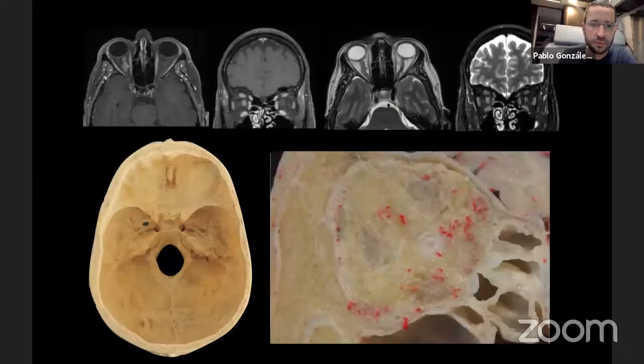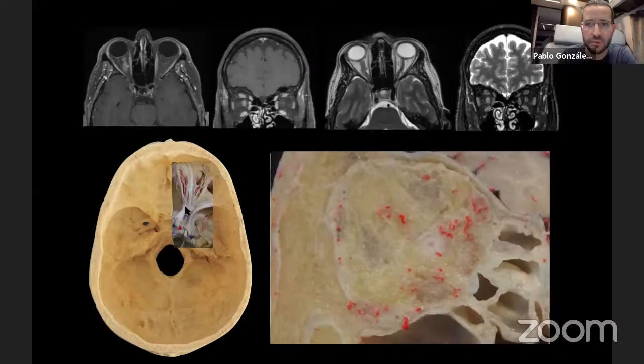So this is the anatomy we must be aware of, the relationships of this optic nerve with the rest of the intraorbital nerves. And these are the segments: the cisternal or intracranial segment, the intracanalicular segment, and then we do have the intraorbital segment.